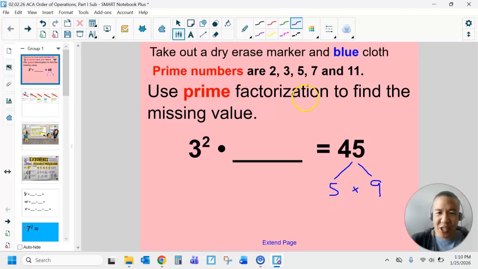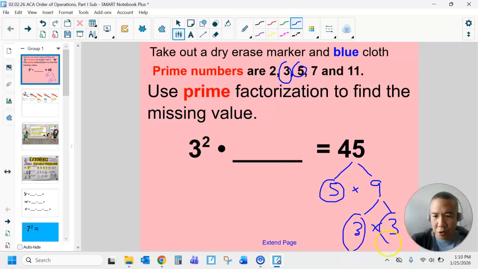Which one of these is prime? Oh, right there, 5 is prime. So I circle it. Times 3, 9. So 9 is not prime. So what two factors make up 9? 3 times 3. Which one of these is prime? 3 is prime. The other 3 is prime.